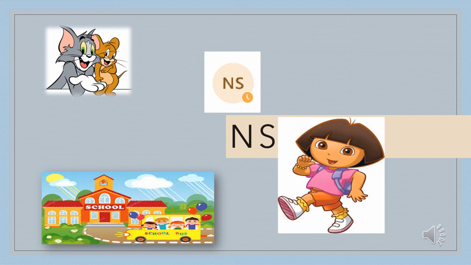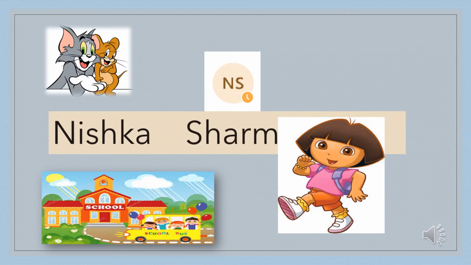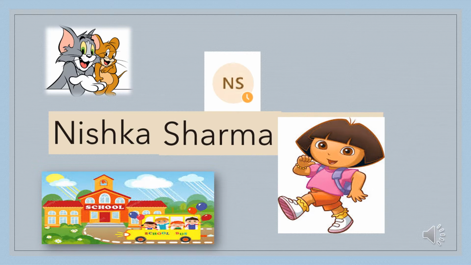Okay. And on the left side of the girl's picture, there are two English alphabets written NS. You can see that? Yes. Now let's see the magic. What is happening? Here it is. N has become Nishka, and this S has become Sharma. So what do you understand by this? Yes, it is the name of this girl, Nishka Sharma. She is Nishka Sharma. And what was written earlier? Earlier NS was written. What was that? That was initials of this girl.